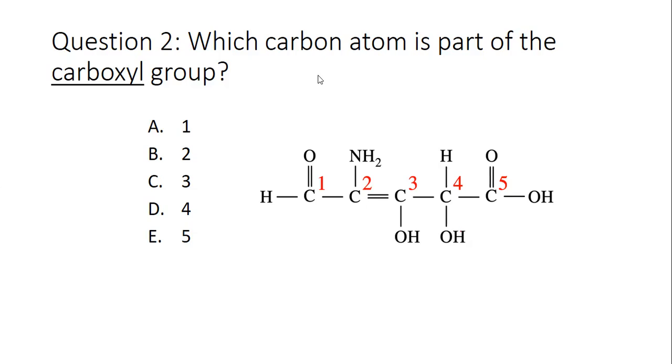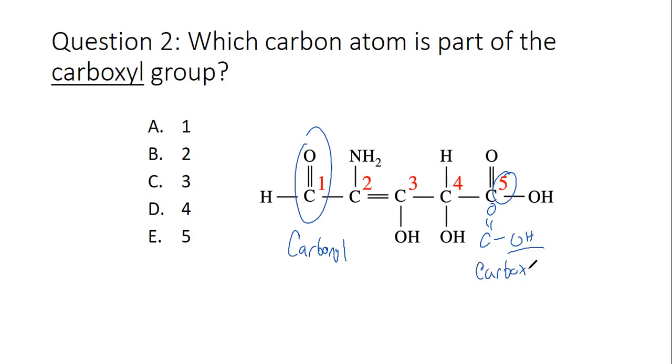All right. Looks like we have most of the people in, and most of you got it correct. So the carboxyl group is 5, right? So C double bond O, OH, that would be our carboxyl group. If I asked you for just a carbonyl group, that would be 1. So this is a carbonyl. When you add the OH, that becomes a carboxyl.